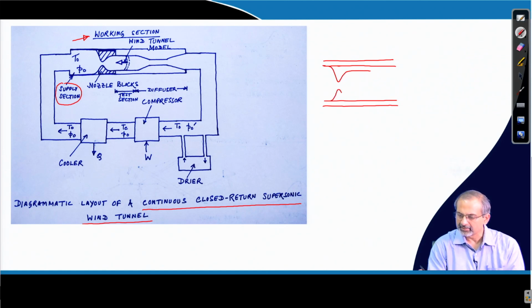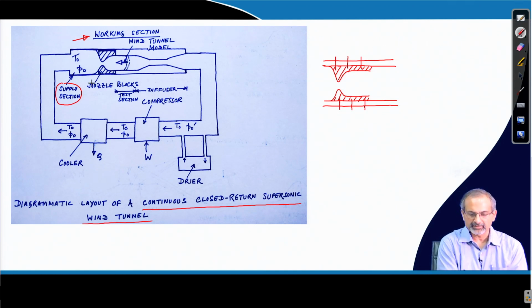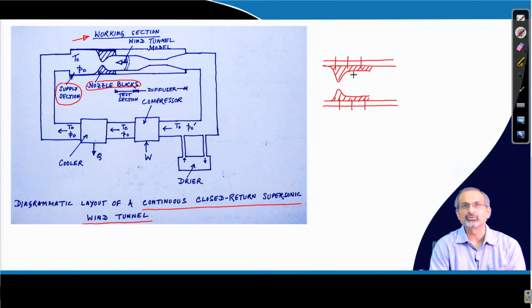So, liners are fitted like this. These are separate metal pieces which need to be carefully manufactured, and then they are essentially fastened to the main walls of the wind tunnel. So, that is how they have been shown as nozzle blocks over here, and then you can figure out that the inner contours of those nozzle blocks are essentially giving you the contour of the nozzle itself.